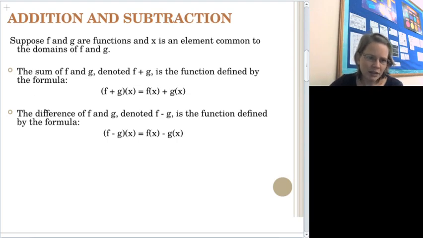So that's the sum, and then the difference, pretty similar. The difference of f and g is denoted f minus g, and is the function defined by the formula function f minus function g. Take the formula for f, subtract the formula for g. And simplifying, in this case, would just look like collecting like terms and that kind of thing. So if this seems pretty abstract at the moment, hopefully the next slide will make it more concrete.